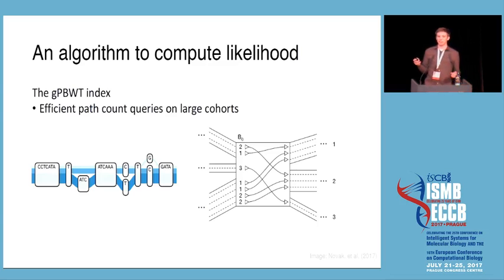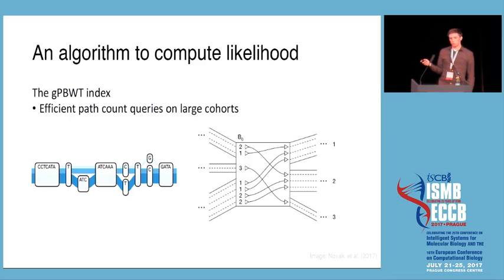It depends on this data structure called the GPBWT, which was developed in our lab. It is hard to say, and also a bit too complicated to describe in detail in a talk like this. The main things that I think you should know about it is, first, it's a succinct data structure for representing a cohort of haplotype paths like the one that the Li and Stephens model is based on.